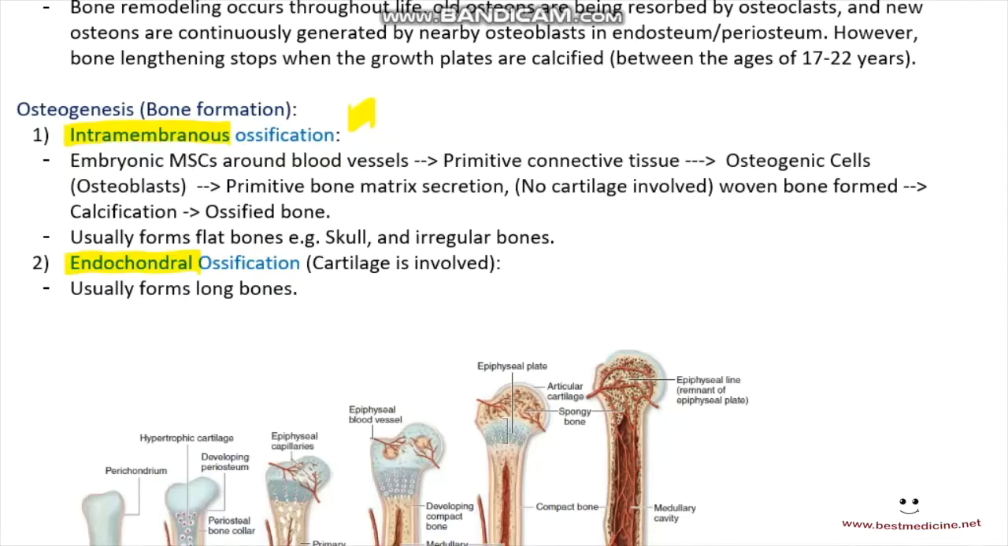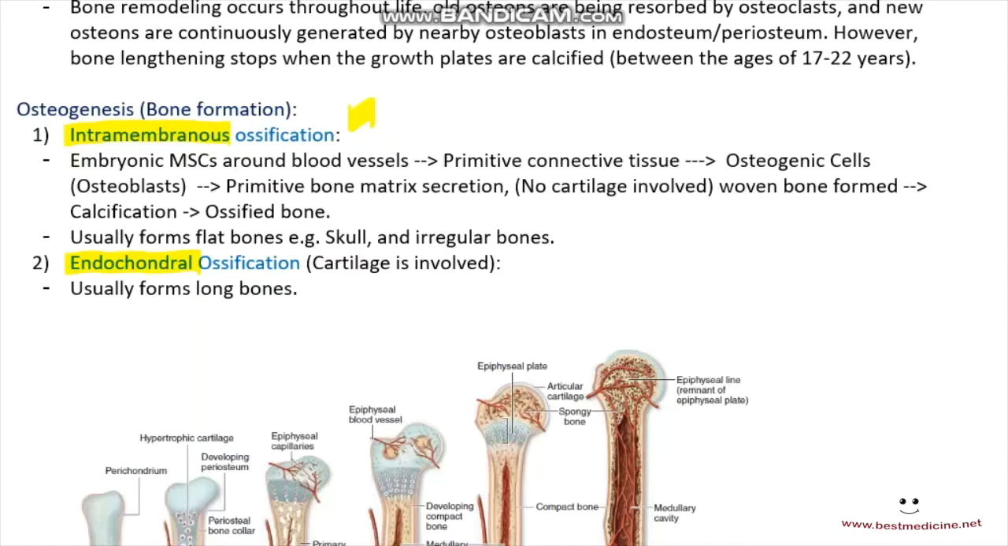And what they do is that when they relocate to those places, they differentiate and form pre-osteoblasts, and they form a primitive connective tissue containing pre-osteoblasts, and then those pre-osteoblasts differentiate to form osteoblasts, and then osteoblasts would secrete a primitive bone matrix, which would be obviously a soft bone initially, a woven bone, yeah? And there's no cartilage involved, no chondrocytes involved in all of this process.